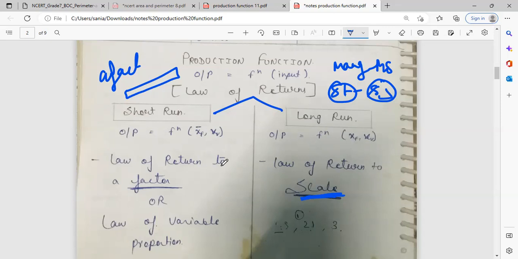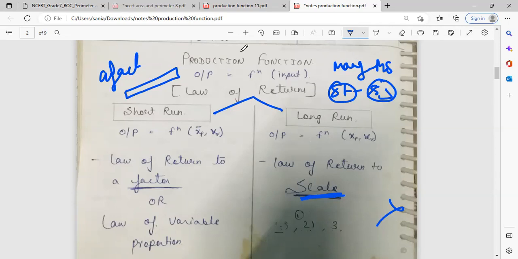Okay, so if I ask you what are two types of law of return, you will say, ma'am, there are two types of return, which is law of return to a factor and the other is law of return to scale. Luckily you don't have to read everything about this because it is not part of this, but you will only study this. If I ask one more one-marker question, like law of return to a factor is in short run period or long run period, you will say, ma'am, it is for short run period. And law of return to a scale is for a long run period.